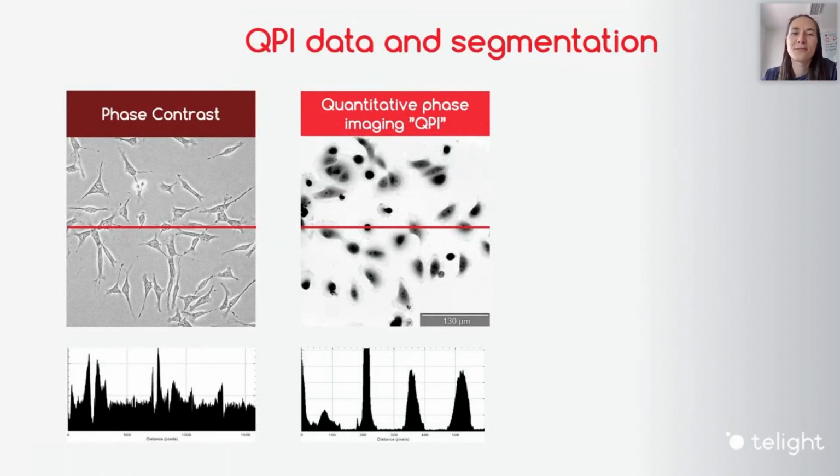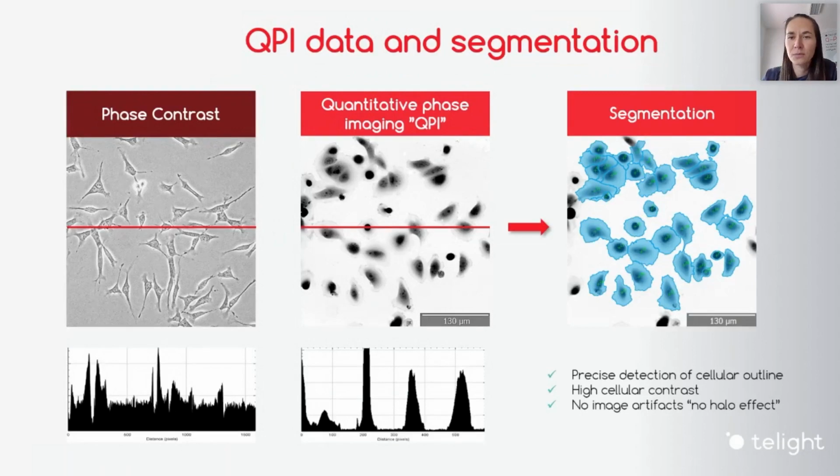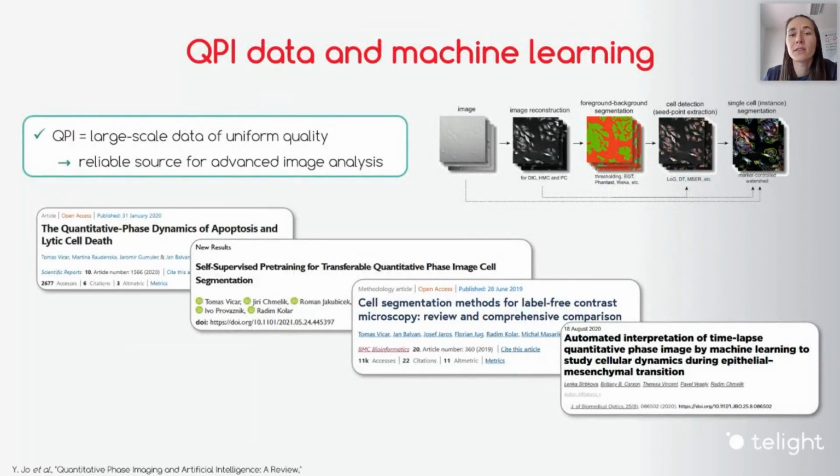And that's not the only advantage of this technology. Compared to other label-free techniques of cell visualization, quantitative phase imaging allows precise background discrimination, and therefore it's a suitable technique for cell segmentation. You can see here how quantitative phase imaging data can be easily segmented because of the precise detection of cell outline and the precise method sensitivity. Therefore, these data represent a suitable source for advanced image analysis. So there are already several papers that use quantitative phase imaging data for machine learning.